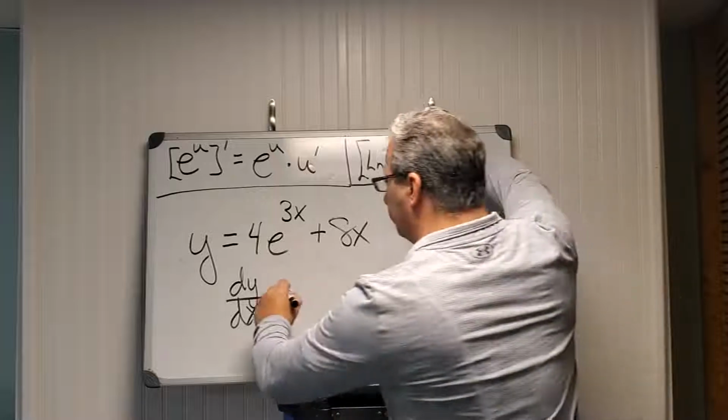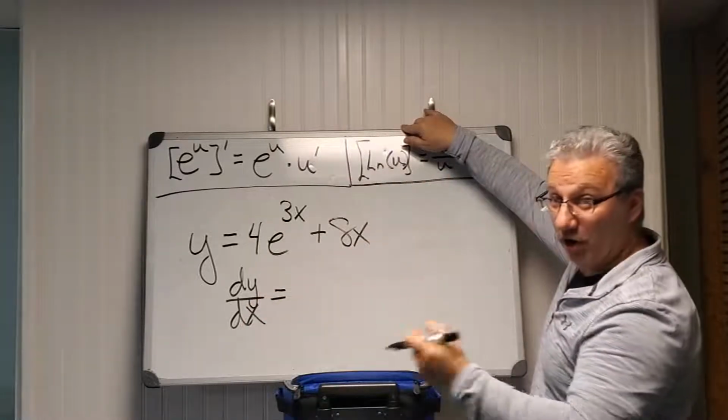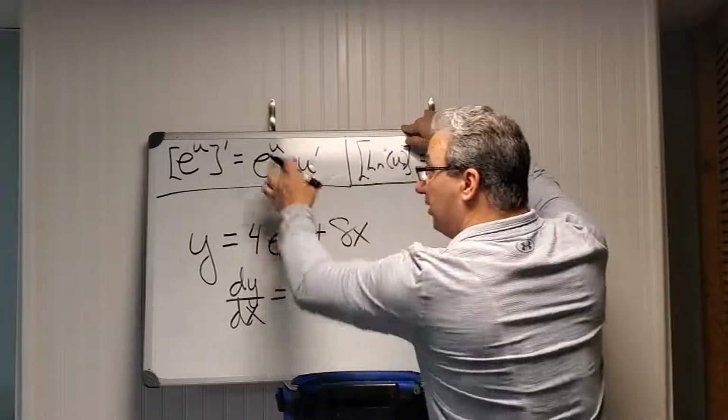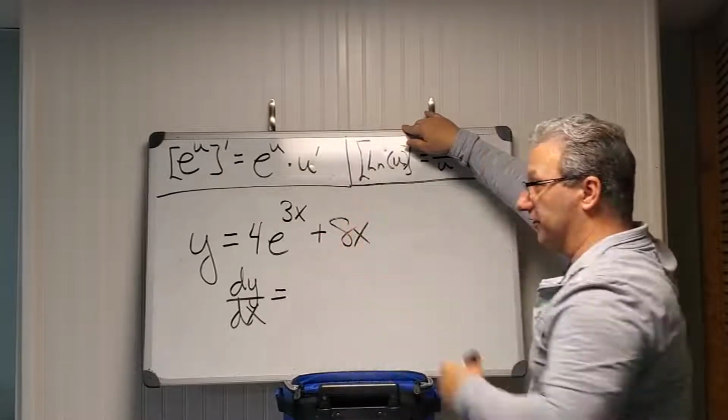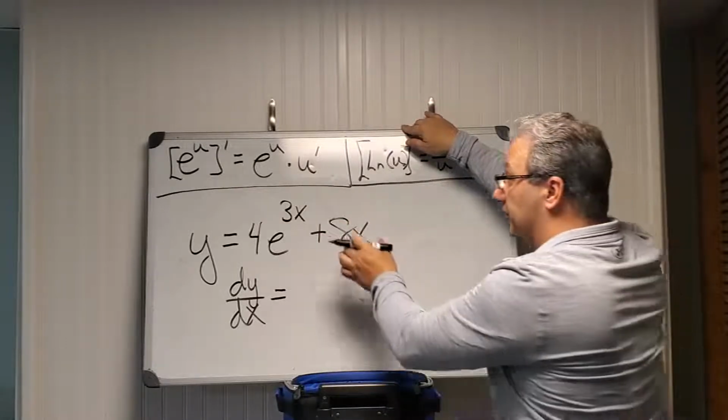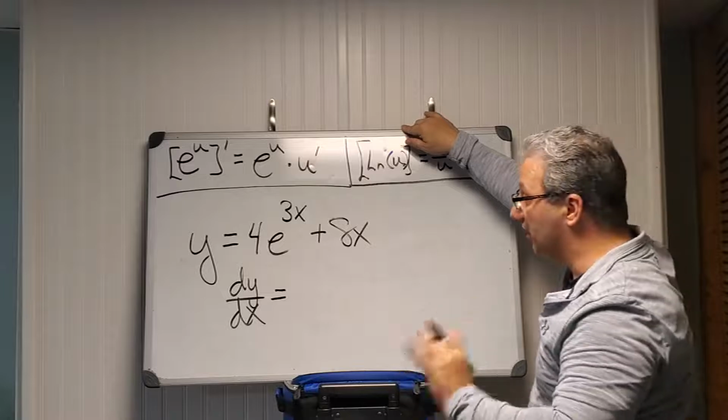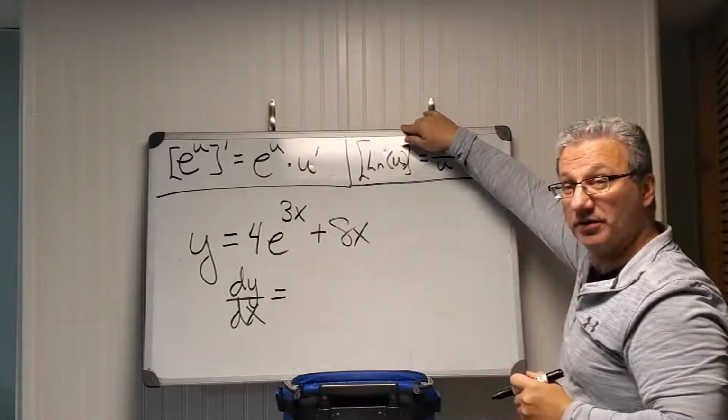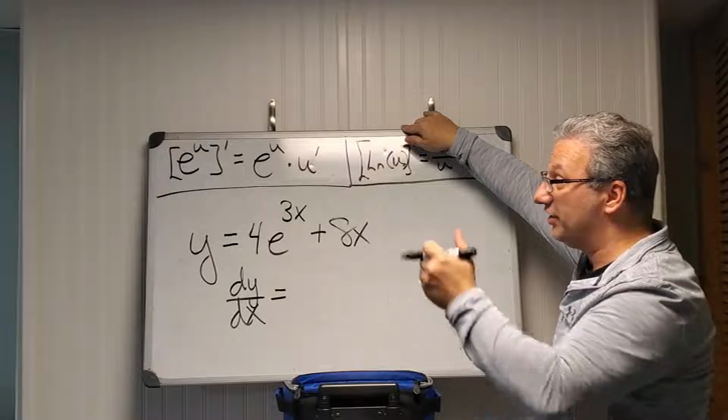How do I take the derivative? Well, my friends, may I call you my friends? The derivative of 8x should be no big deal. The derivative of 8x is 8. It's this piece that is the new piece. So how do I take the derivative of 4e to the 3x?